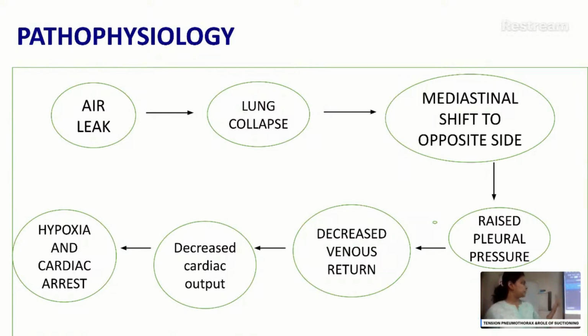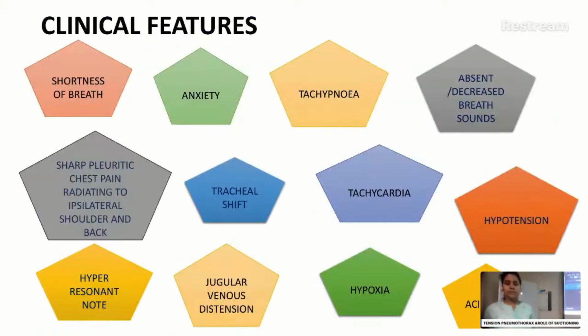The pleural pressure is raised. This will cause pressure on the heart that will cause decreased venous return, because our mediastinal cavity comprises two lung cavities and one heart cavity. So if there is increased pressure at the level of any one side of the lung, it will push the whole mediastinum to the opposite side and put pressure on the heart compartment. That will cause decreased venous return and decreased cardiac output, ultimately resulting in hypoxia and cardiac arrest.